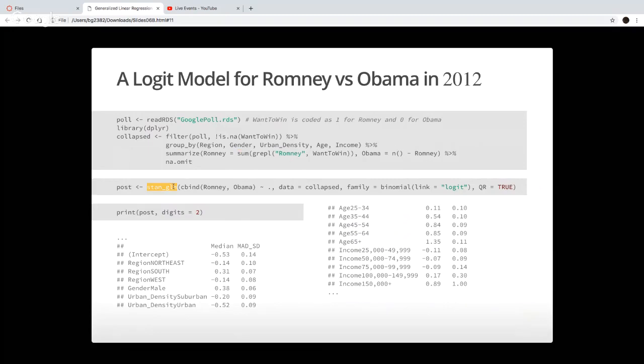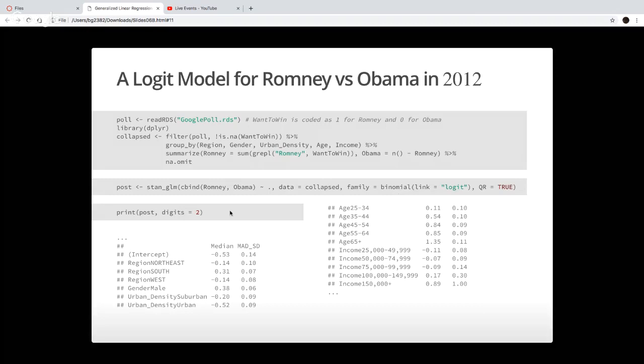And then we can use stan_glm. If you're estimating a binomial model, you need to give it both the successes and failures, so it doesn't matter how you code it, but in this case, 1 is for Romney and 0 is for Obama. This just means use all the predictors in the data set, all of which are factors, but age and income are ordered factors. Then family equals binomial, to say you want to use a binomial likelihood, link equals logit, because this is going to be a Logit model, and then QR equals true, so we get better effective sample size.